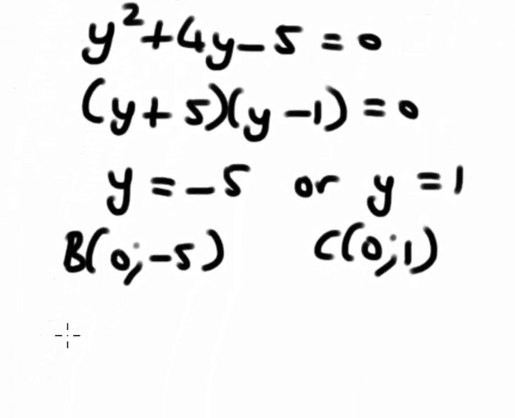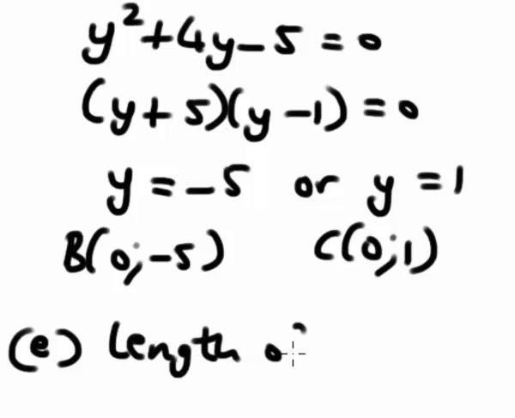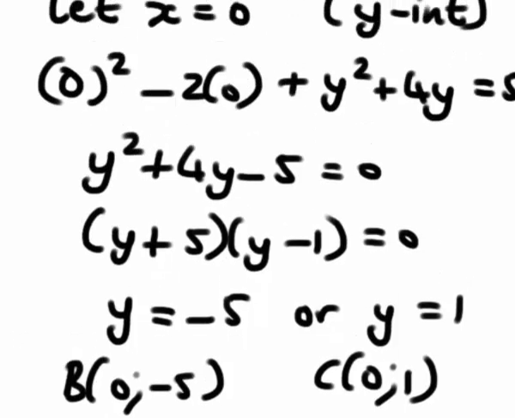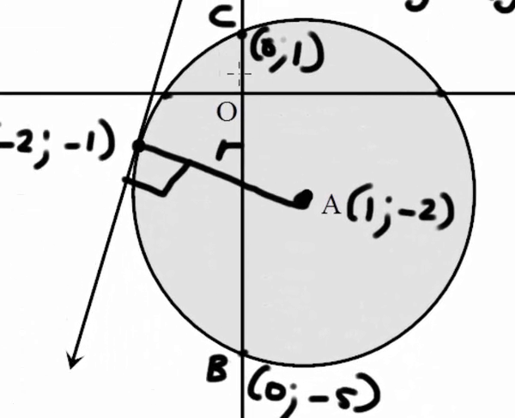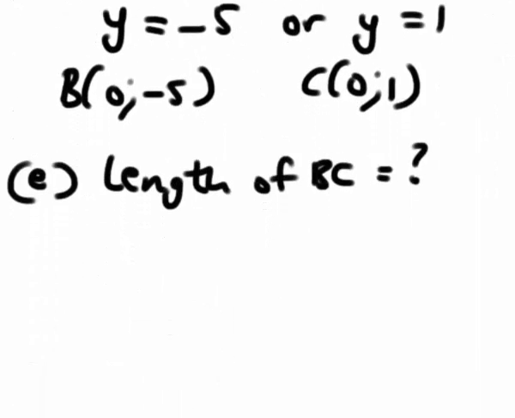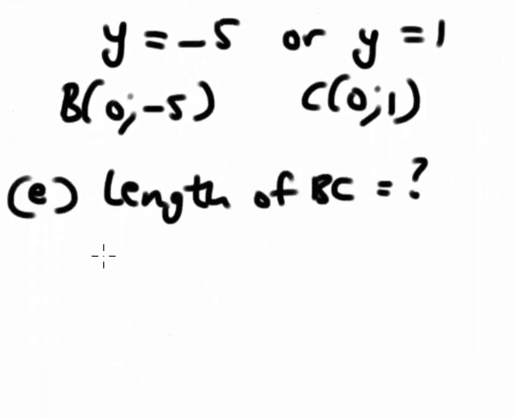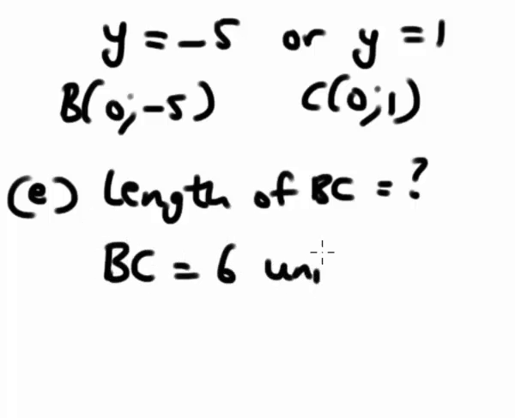Okay, now number E, I want you to tell me, what is the length of BC? Now that sometimes comes up, the length of BC. Well, that piece here is 1, and that piece is 5. The length from 0 to negative 5, you displace downwards, but the length is positive 5. So 5 plus 1 is 6. So BC is equal to 6 units.